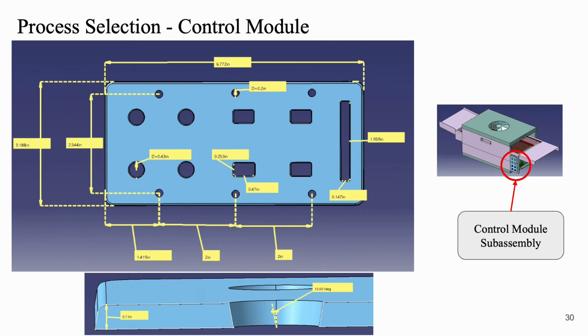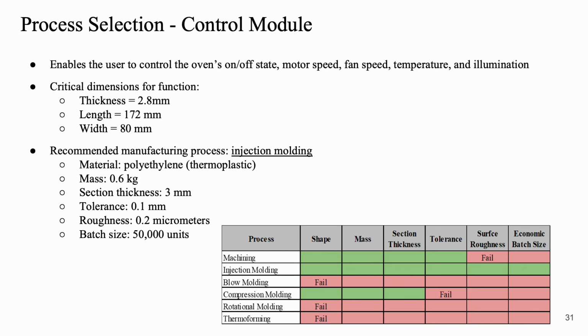We conducted process selection for a control module after redesign for automated assembly, with key dimensions shown here. Critical dimensions for the control module's function were thickness, length, and width. Ultimately, we recommended injection molding with polyethylene.